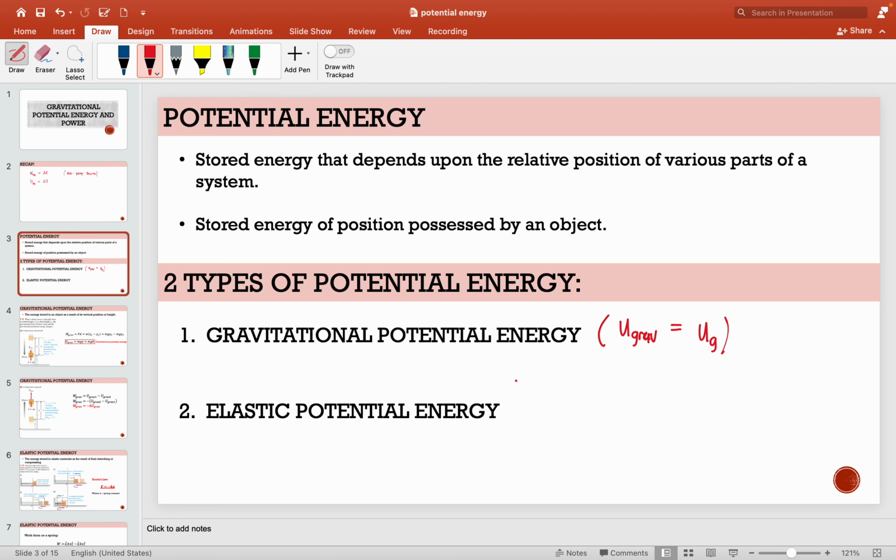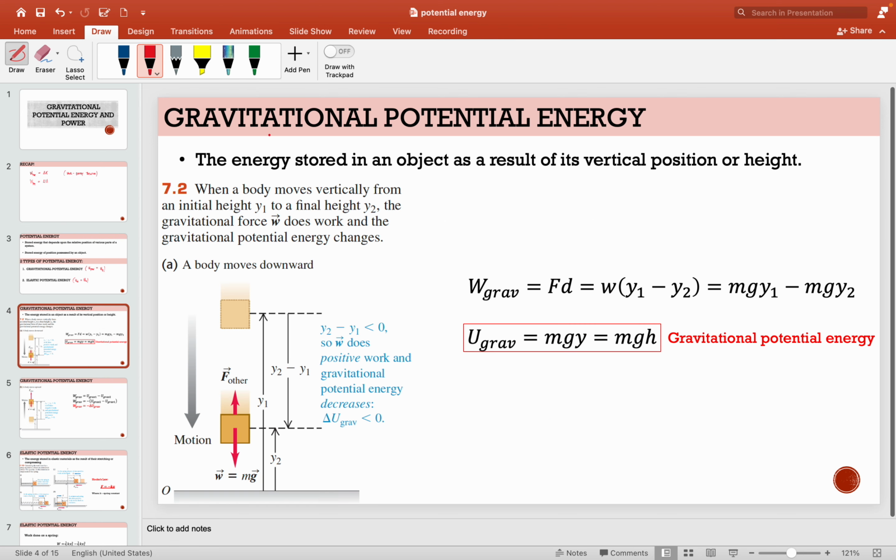While for the elastic potential energy, we have U sub EL, or we can also have it as U sub E. So it's either E for the elastic potential energy or EL. So, two lang. Okay, now we start with the gravitational potential energy. Gravitational potential energy is the energy stored in an object as a result of its vertical position or height. So it's dimensioned on the vertical position, which is on the y-axis.